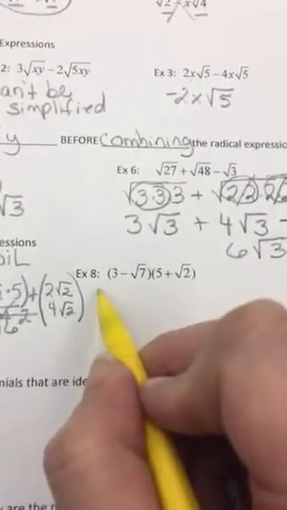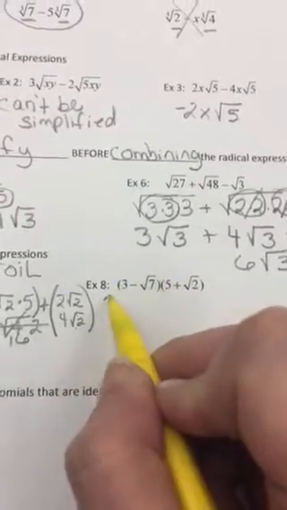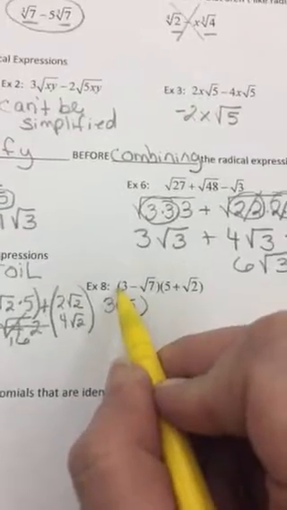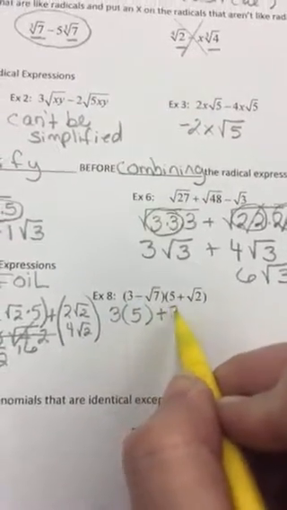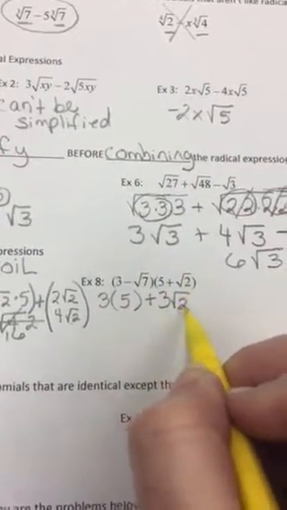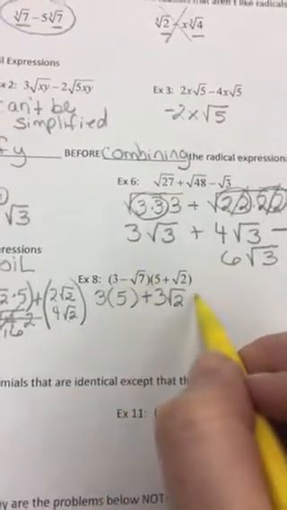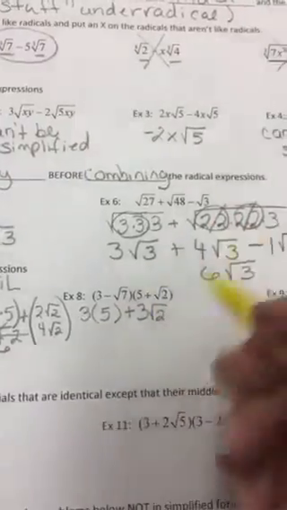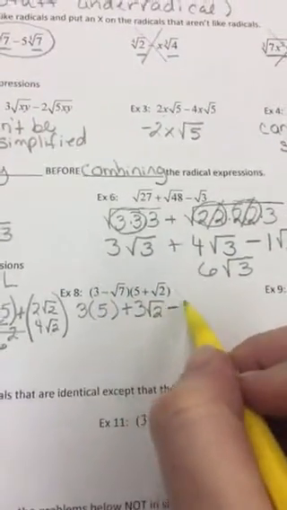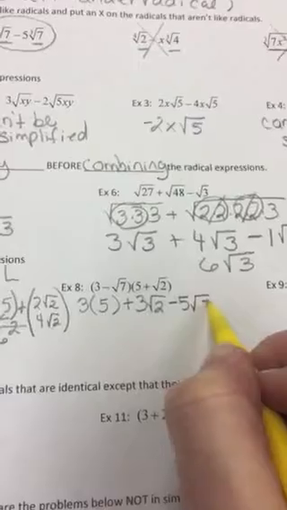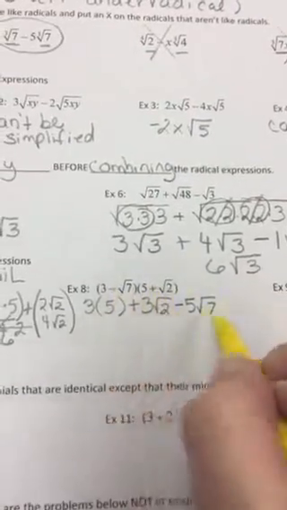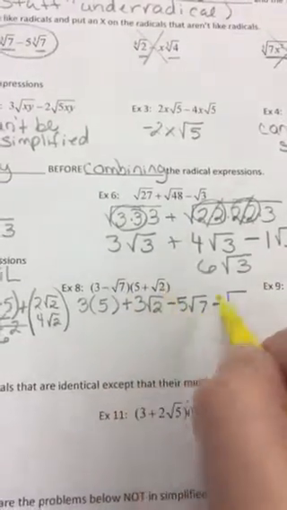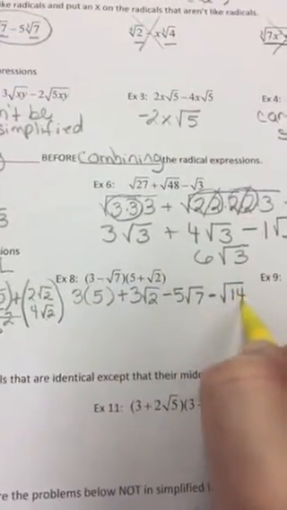So same process. I'm going to do 3 times 5. There's my first terms. My outside term, I'm going to get 3 times the square root of 2. And then my inside term, I'm going to get a minus coming from right here, 5 square root 7. And then negative times positive is negative. And square root of 7 times the square root of 2 is the square root of 14.